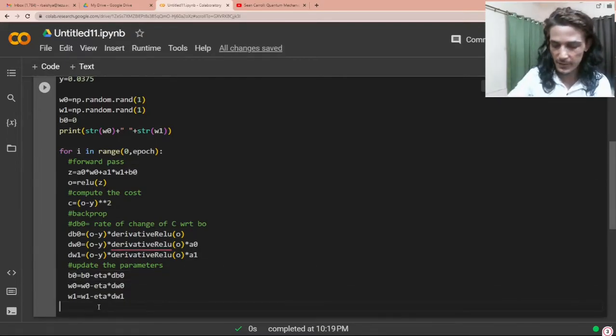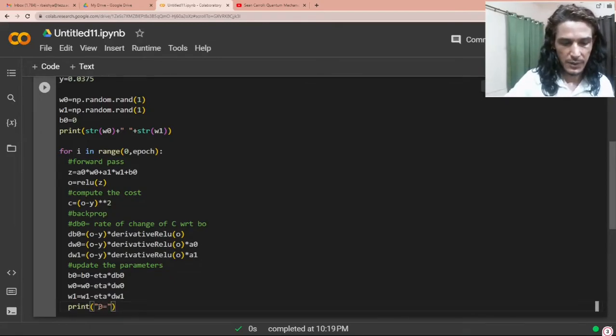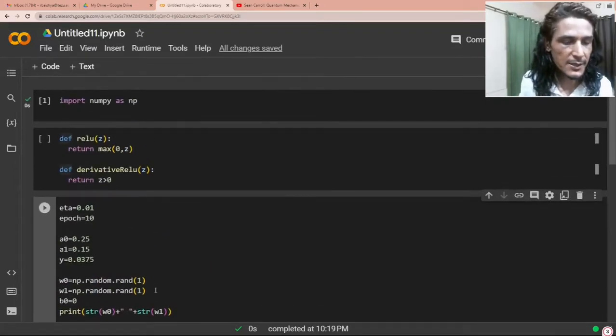Okay, done. Now when we repeat, just for our sake, we want to print them. Say for example, I want to print the output equal to string of the output, because that's the output of the network at that iteration, plus we also want to see what the cost is equal to, string of this variable c. Okay, let's now run the code.